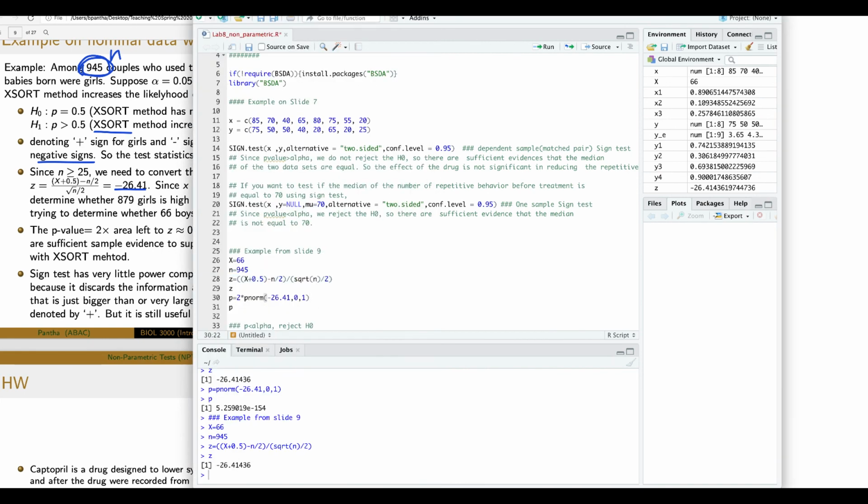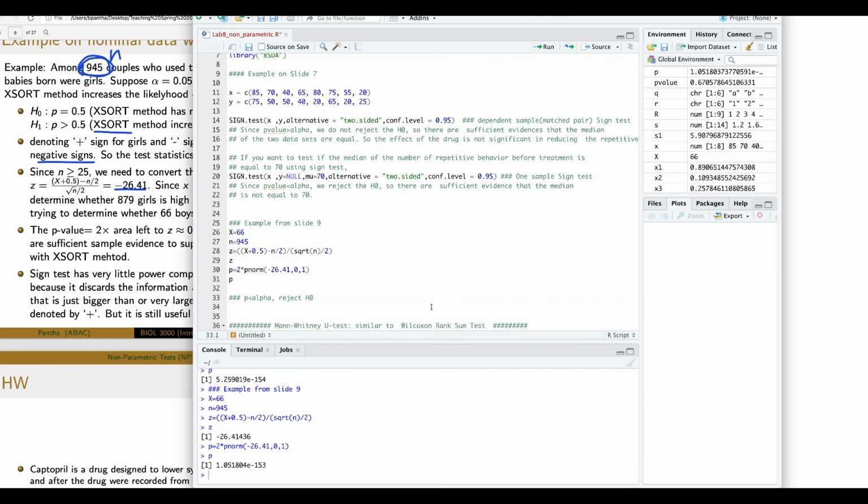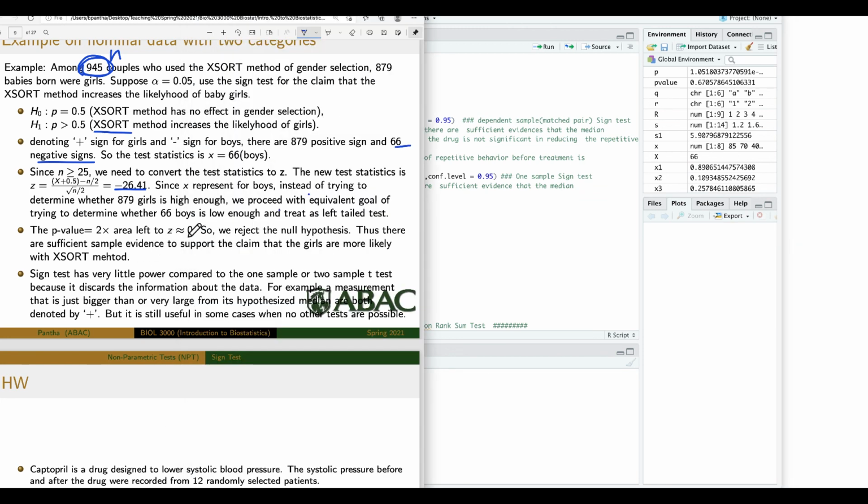Let us see what we get here. So we got p equals 1.05 times 10 to the negative 153. It's a very, very small number, but positive. So we got almost 0 there. So the p-value is less than alpha, which means we reject the null hypothesis. So what we can conclude is that there is sufficient sample evidence to support the claim that girls are more likely with the XSORT method.